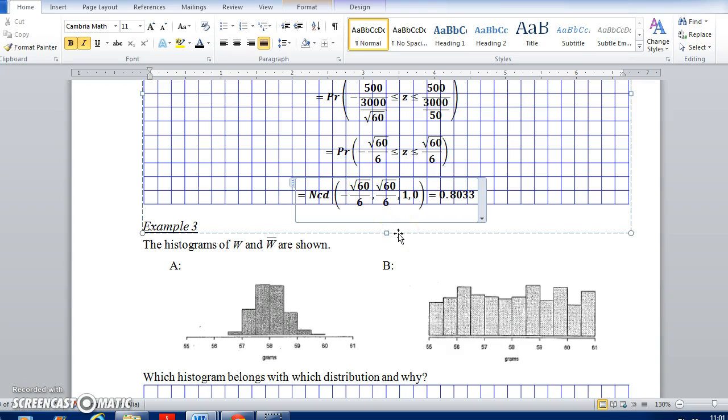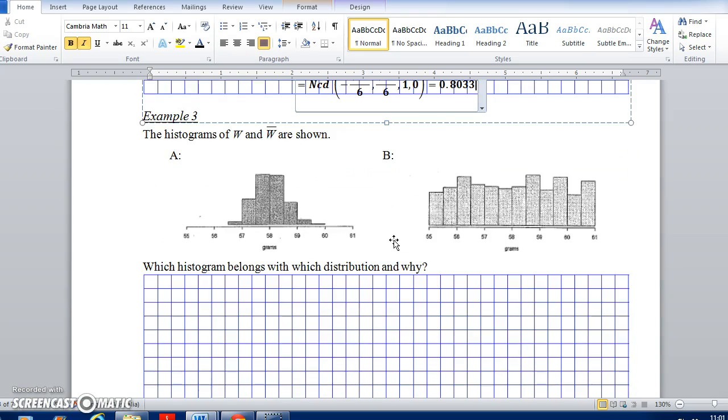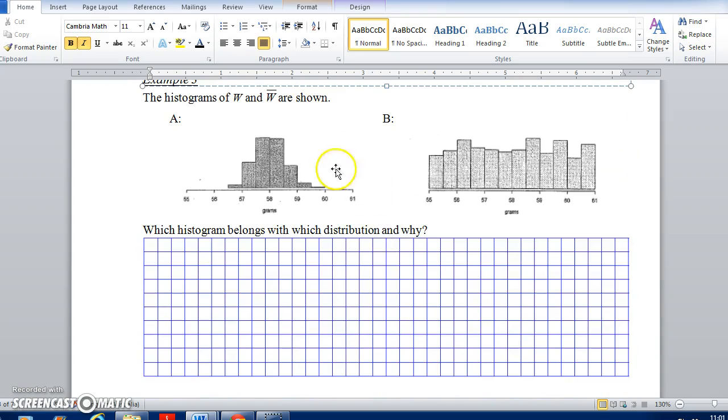Okay, so example 3 gives us two types of histograms, W and W bar. So this is the histogram of the sample means of W. And so they want to know which histogram belongs to which distribution. So often when we're answering these questions, we start by giving the significant part of the central limit theorem, and then make a comment about the distributions, and then draw a conclusion.